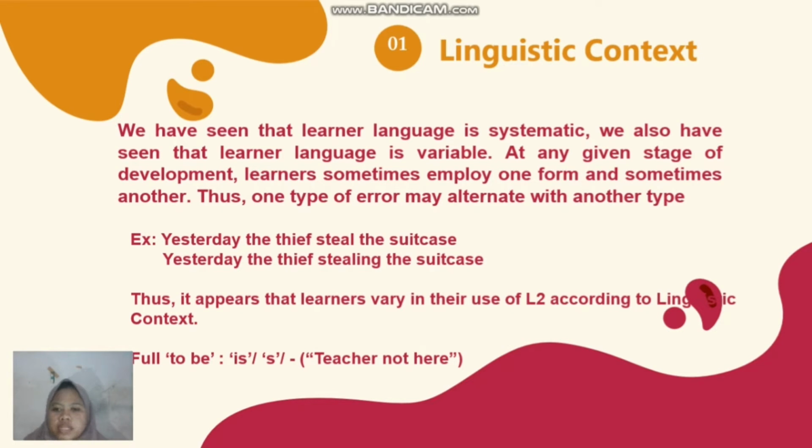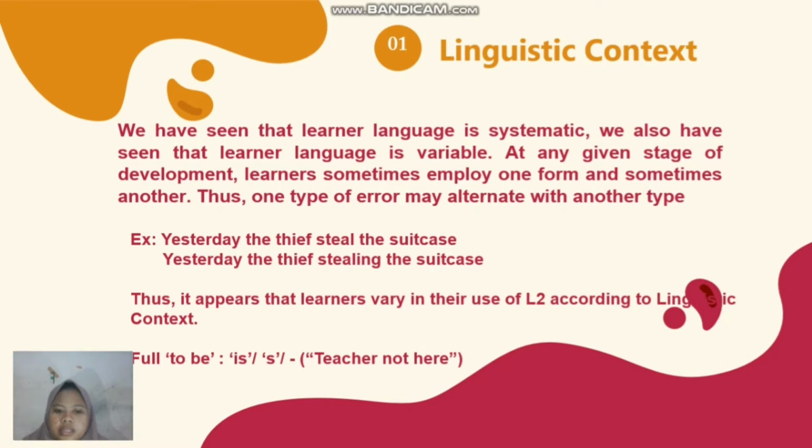Yang dimaksud dari sistematis ini adalah pembelajar bahasa ini konsisten menggunakan satu bentuk form, meskipun dia berbeda dengan native speakers. Untuk yang variabel sendiri, ini pembelajar bahasa tidak konsisten. Maksudnya dia menggunakan satu form, tapi dia kadang juga menggunakan bentuk satu form yang lain. Jadi one type of error may alternate with another type. Jadi satu tipe error bisa beralternatif dengan satu tipe yang lain.